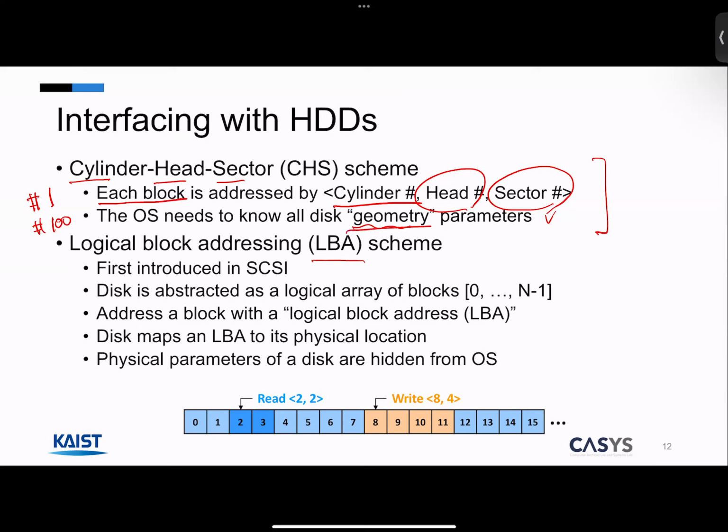LBA simply eliminates this information about disk geometry. The disk is simply abstracted as a logical array of blocks. Like this, there are some blocks, and the operating system locates them with the block number. So I want to read block number 2. I want to write block 4 with the content 4. All these blocks are associated with a logical block address. The address and block number are the same thing; I use them interchangeably.